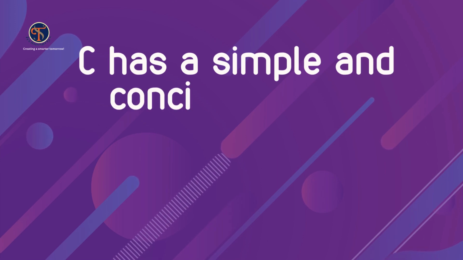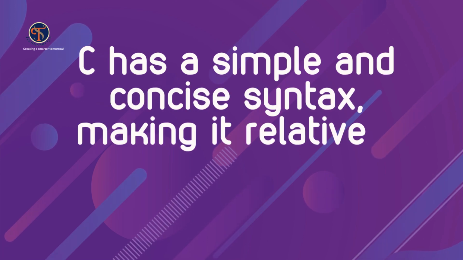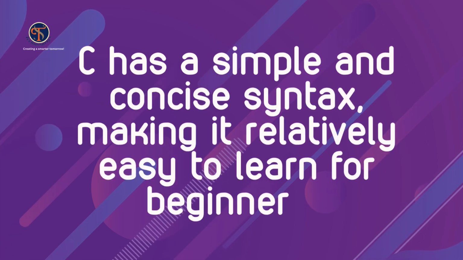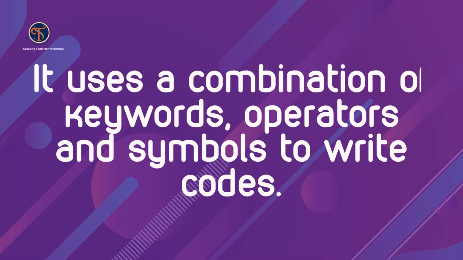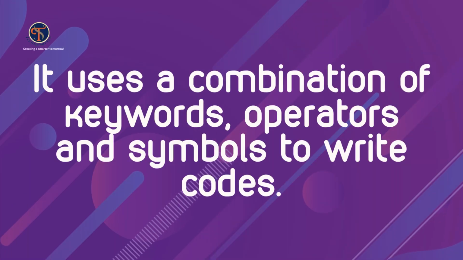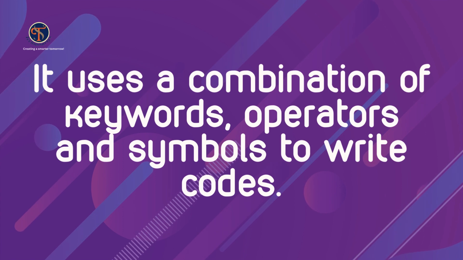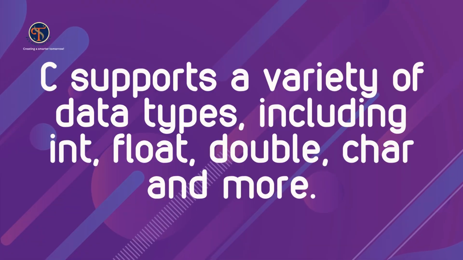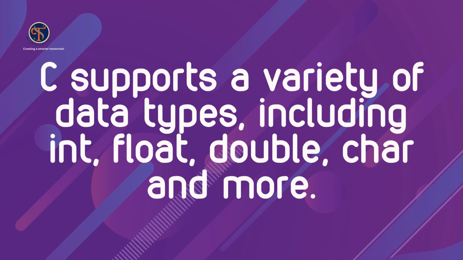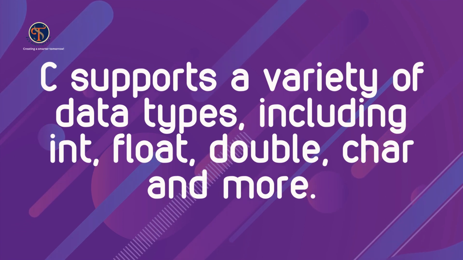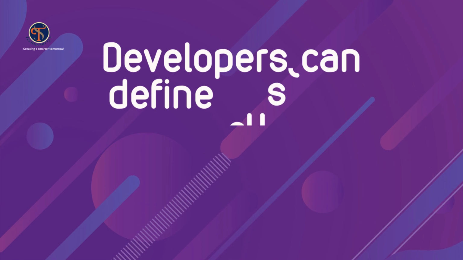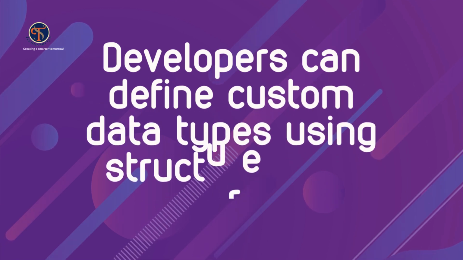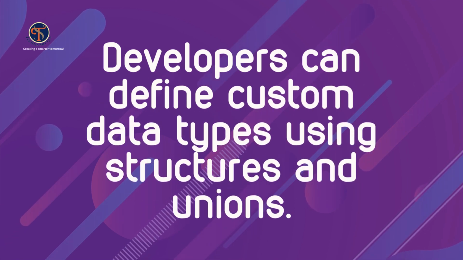C has a simple and concise syntax, making it relatively easy to learn for beginners. It uses a combination of keywords, operators, and symbols to write code. C supports a variety of data types including int, float, double, char, and more. Developers can define custom data types using structures and unions.